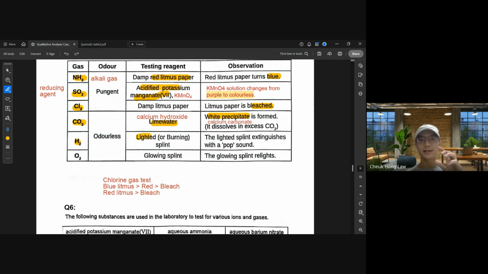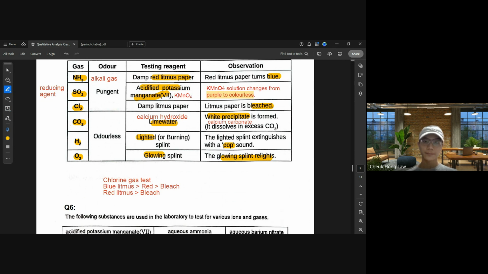Hydrogen, you'll use a lighted or burning splint, and then oxygen, you'll use a glowing splint. Okay, so both is splint, but it's different now. So for hydrogen, there will be a pop sound, extinguished, when you put a lighted splint at the mouth of the test tube or where hydrogen is formed. Then for oxygen, the glowing splint will relight. Okay, that means you'll see it relight again. That's the observation. So there's two different observations for this.